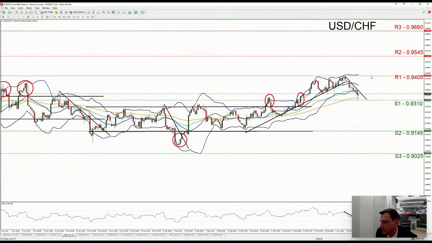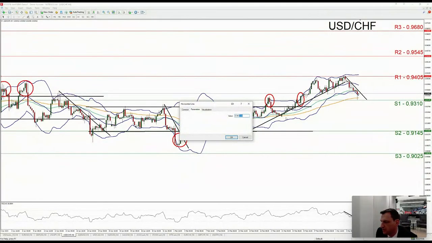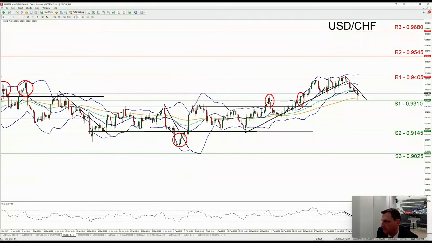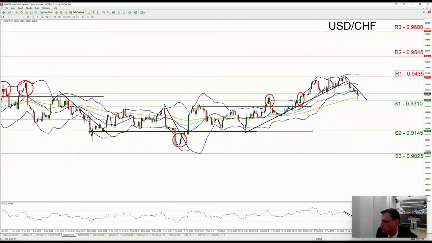By the way, let's also correct the R1, which is now being placed at 0.9435. And I would also be correcting the S2, also on a market level, just a bit higher, like here.